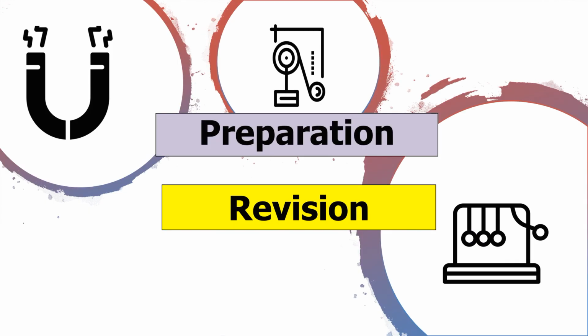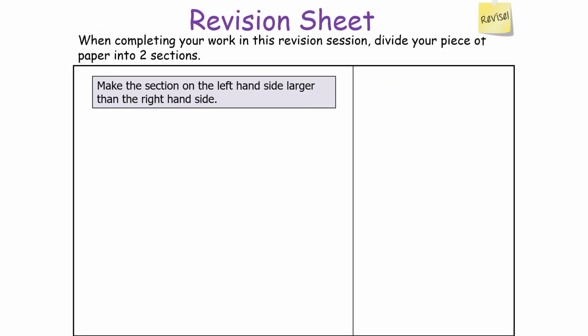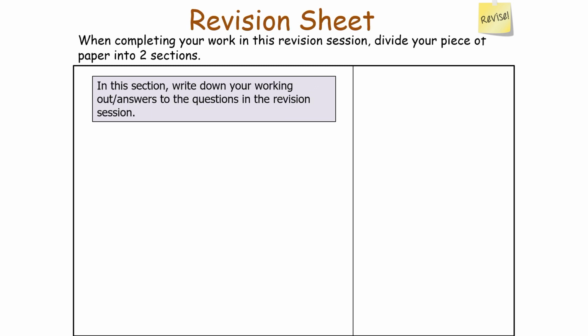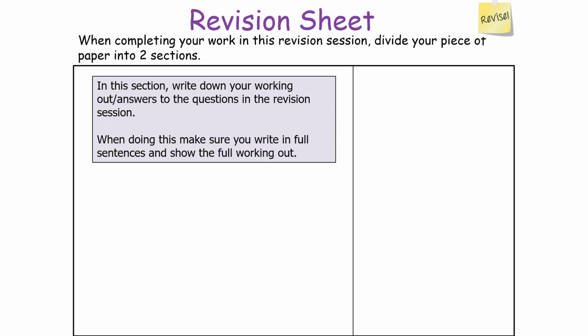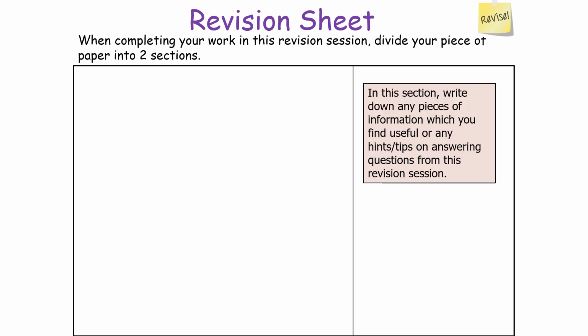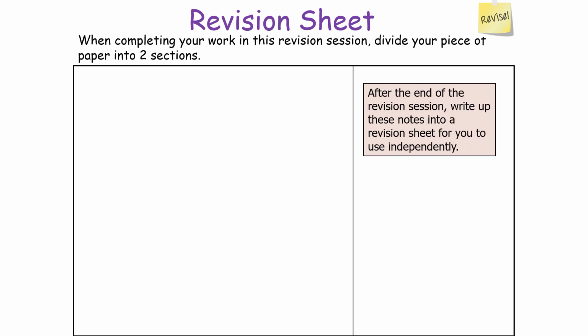So how do we prepare for this revision session? Well, when you're doing this revision session, complete this work on a piece of paper and divide it into two sections. Make the section on the left hand side larger than the right hand side, and in this section write down your working out and answers to the questions. Make sure you write out your answers in full sentences and show your full working out, whilst on the right hand side write down any information which you find useful or any hints and tips on answering questions from this revision session. At the end of the revision session, write up these notes into a revision sheet for you to use independently.